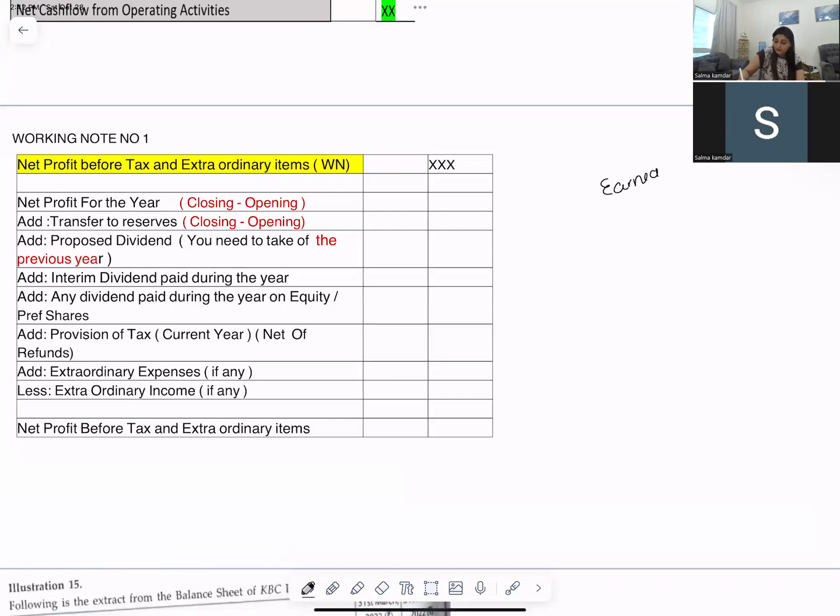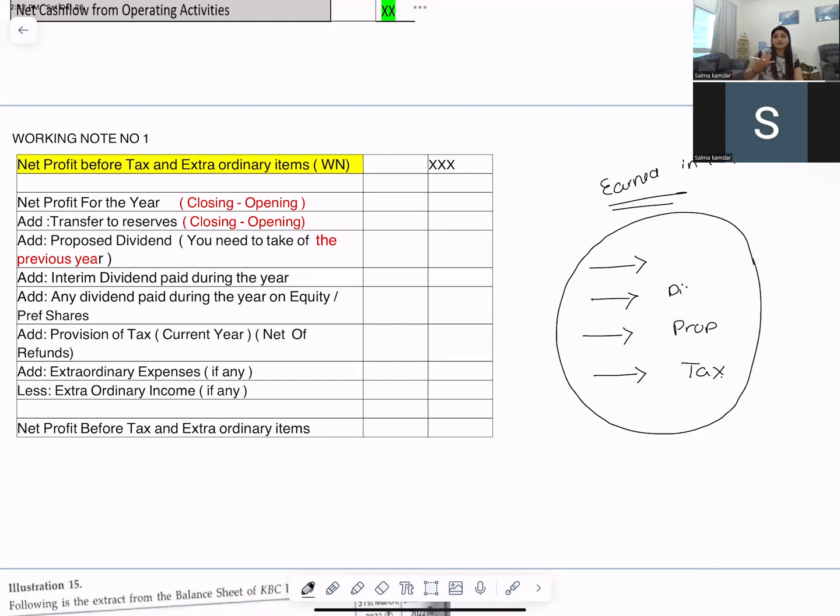But there is an obvious thing that from the profit that you earned in the current year, you might have transferred something to the reserves. You might have distributed dividend. You might have given last year's proposed dividend. From the profit that you earned, you might have paid tax. So all these things that you have done from the profits that you have earned, you will have to add it back to know the actual amount of profit that you have earned.